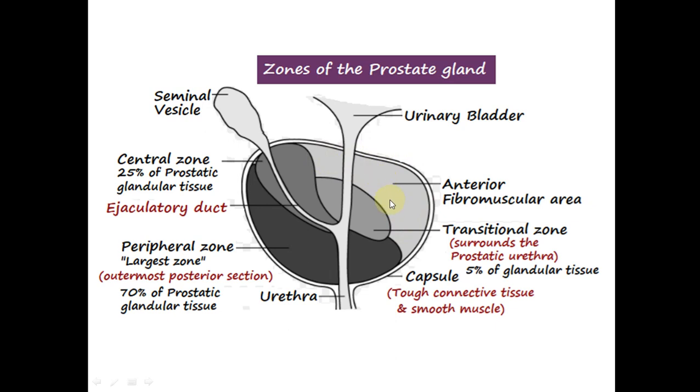Here, one important thing that I want to mention is that benign prostatic hypertrophy commonly involves the transitional zone, which is the inner zone, and the carcinoma of the prostate commonly involves the peripheral zone, which is the largest outermost posterior section of the prostate.